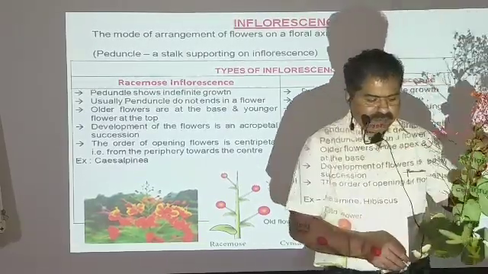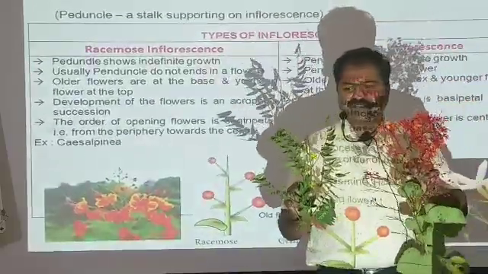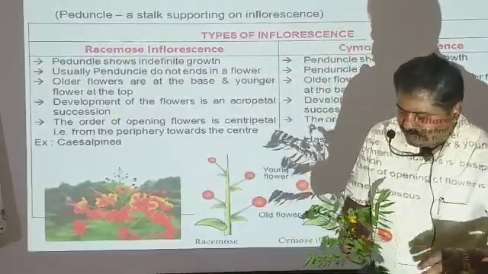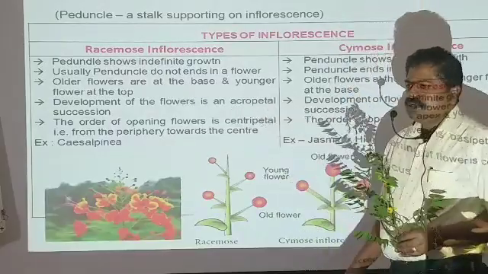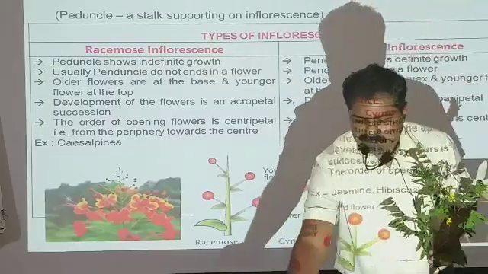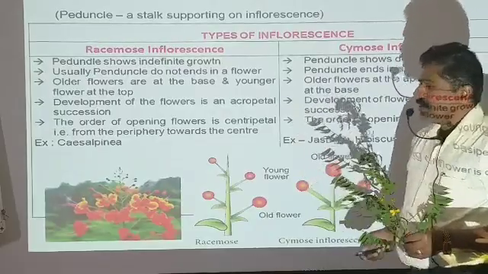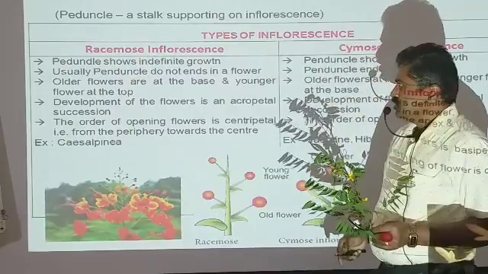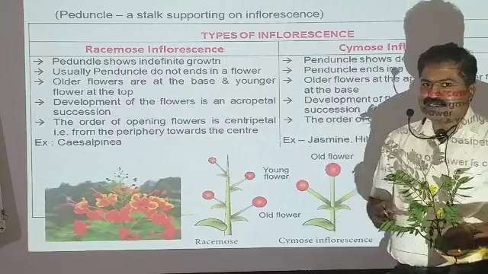Here you see very beautifully, these are all the types of inflorescence, that means the collection of the flowers on the floral axis. Now let us see the first one, the racemose inflorescence. In the racemose inflorescence, it's a peduncle axis. The peduncle shows indefinite growth. So this peduncle axis shows indefinite growth. Usually the peduncle does not end in a flower.